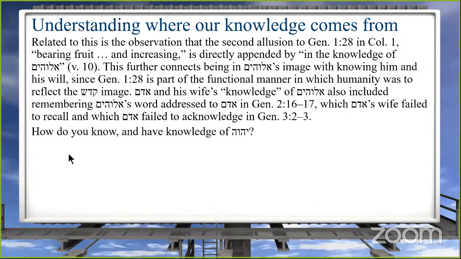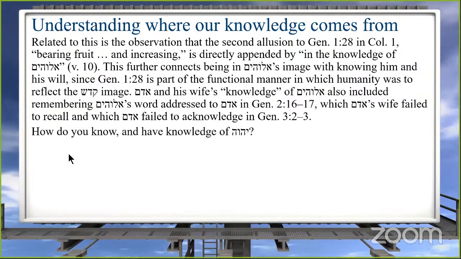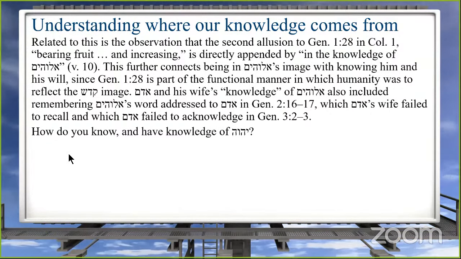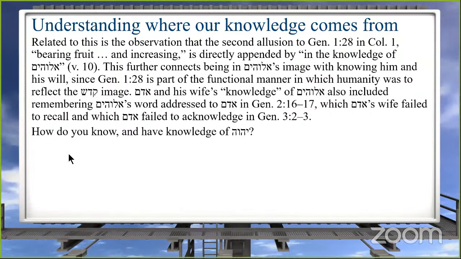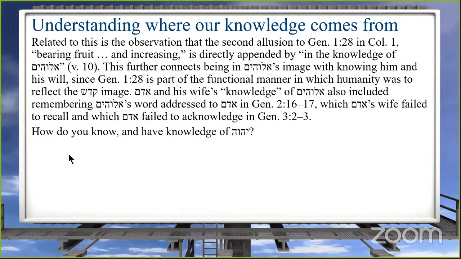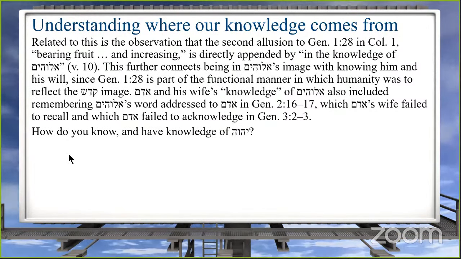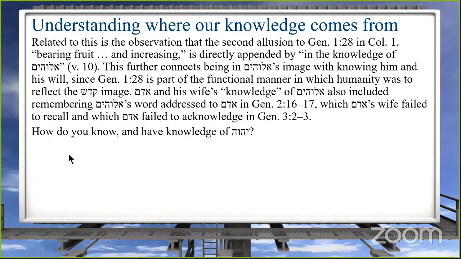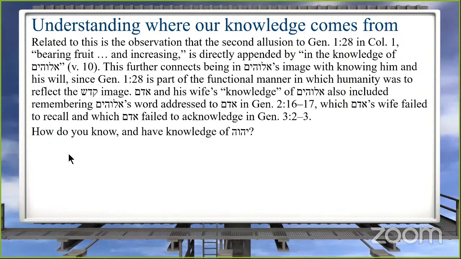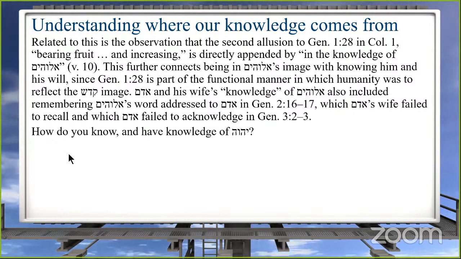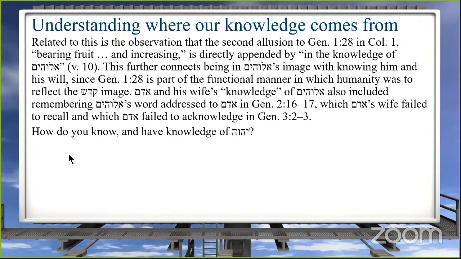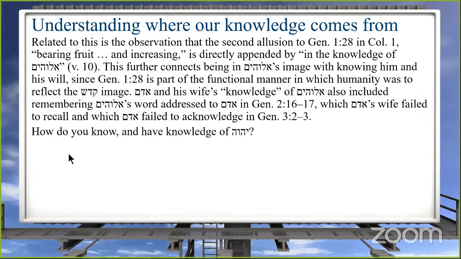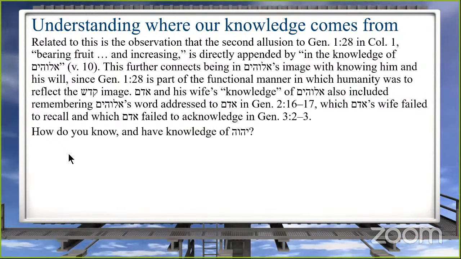So in this 128, it says, in part, a function and manner in which humanity was to reflect the Kodesh, or the set-apart image, Adam and his Isha, his wife's knowledge of Elohim also include remembering Elohim's word addressed to Adam in Genesis, or Bereshit 2:16 and 17, which Adam's wife failed to recall and which Adam failed to acknowledge. So they got the information, they knew it, but they chose not to apply it in their life.